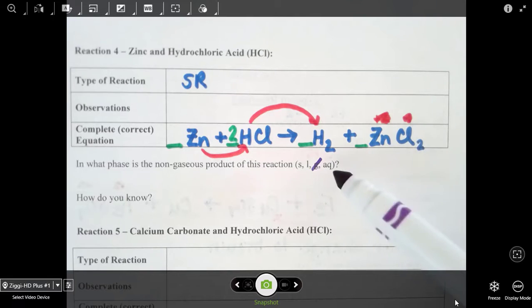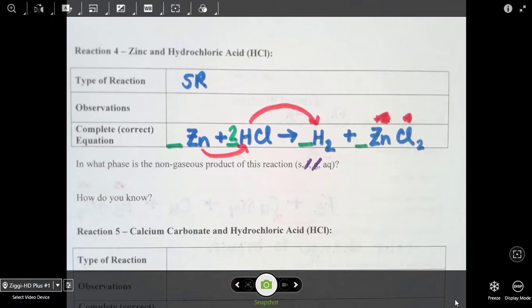So look at your choices. Think about what you know about ionic compounds. Is it probably a liquid? Probably not. Most ionic compounds are not liquids at room temperature, so we'll eliminate that one. Now we have another couple choices left. It could be solid, or it could be dissolved in water. It could be aqueous.